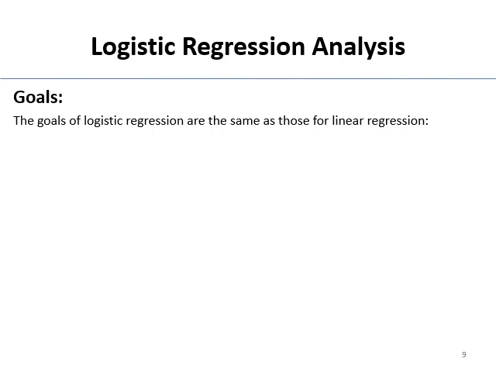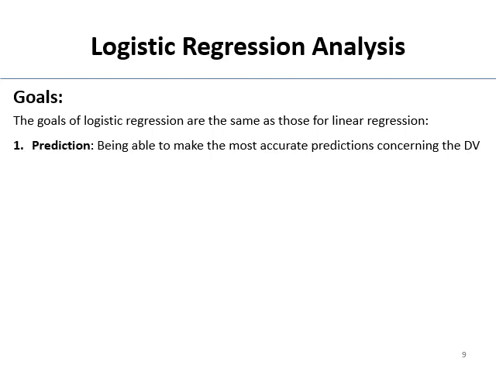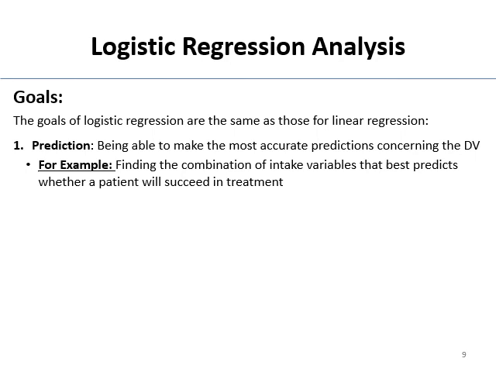So the goals of logistic regression are the same as linear. You want to predict things. You want to know what variables make the most accurate predictions concerning the DV, what factors are the best predictors of succeeding in our psych program or in our treatment program. You want to find the best combination of intake variables that best predicts whether a patient will succeed in treatment, for example.